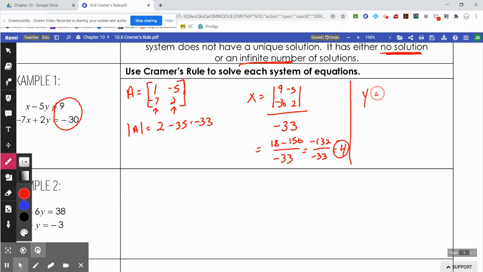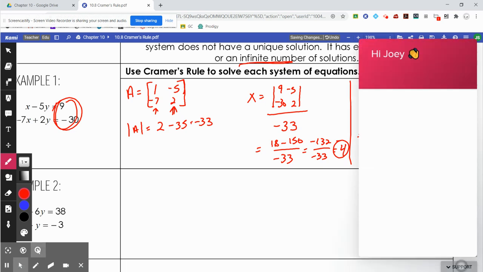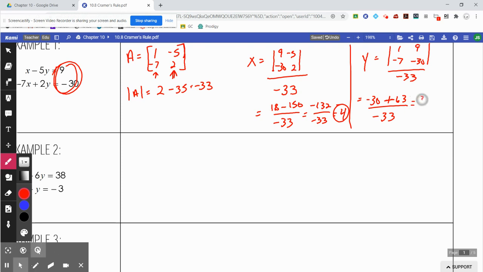Next up, the value of y. You do the determinant of, we're going to take out the y column now, leave the x the same, and you're going to replace the y column with, again, whatever's to the right of the equal sign over here. And then on the bottom, again, we have -33, which was the determinant of A. So on top, you now have down minus up is -30 minus -63. That'd be plus. -30 plus 63 is 33 over -33, which gives you -1. So therefore, x is 4, y is -1.